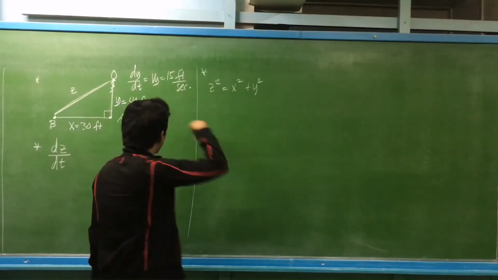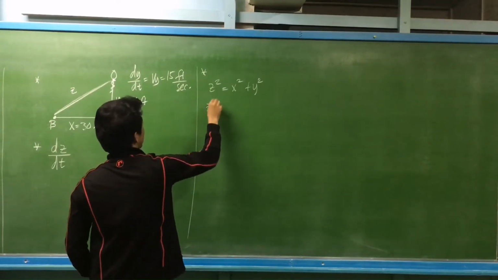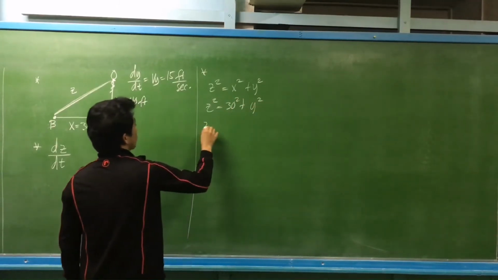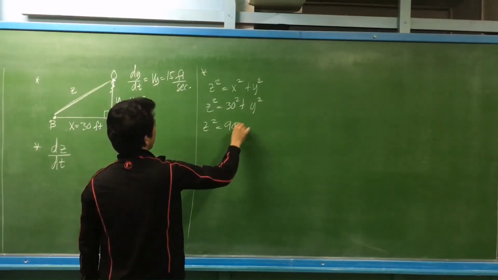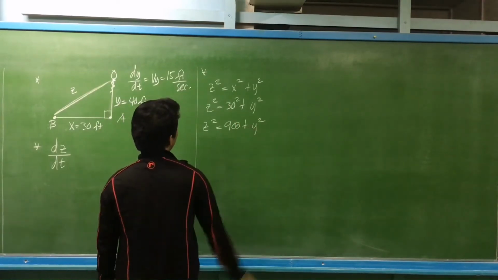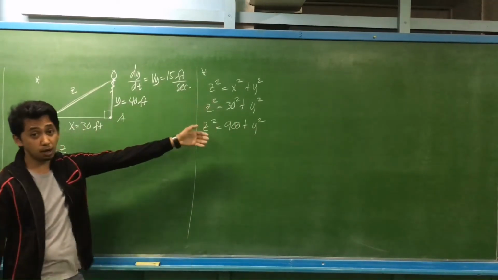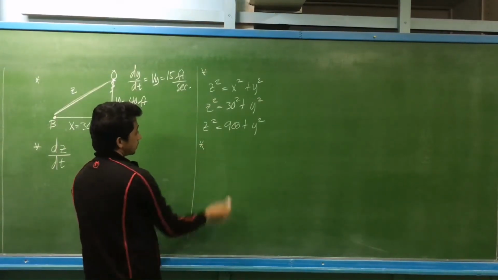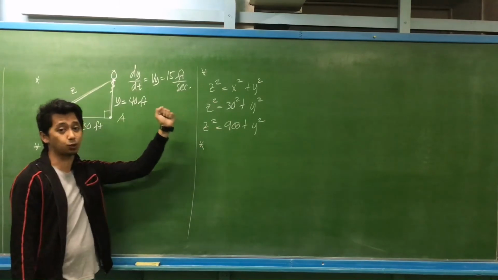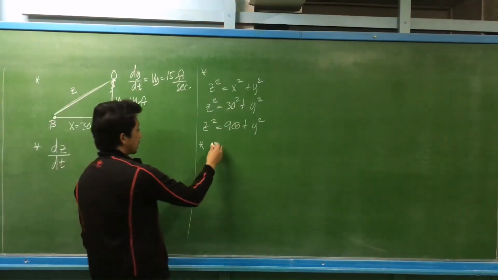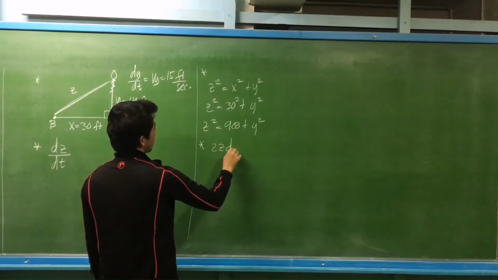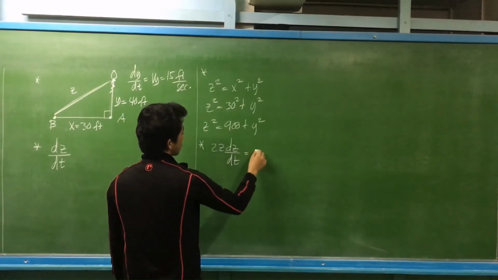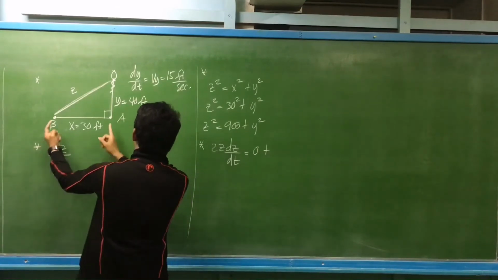So z squared is equal to 30 squared plus y squared, or z squared is equal to 900 plus y squared. So the equation is done. After the equation, we differentiate both sides of the equation with respect to time. Differentiation gives 2z dz over dt is equal to, this is a constant, 0, because that distance will not change.